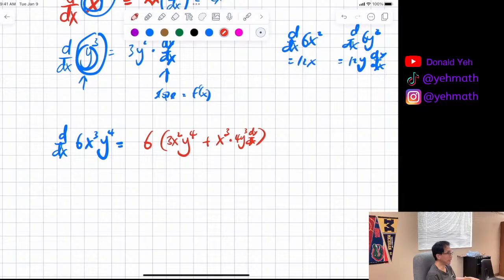And I put a parenthesis there because the 6 is going to distribute to both of them. So it's going to be 18x squared y to the 4th plus 24x to the 3 y to the 3 dy dx. And voila, I take a derivative of the expression. Not equation, but an expression. Now we're going to do it to the equation.